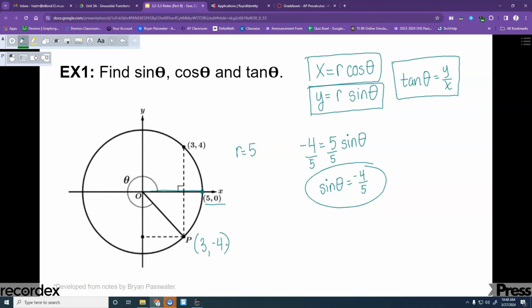Okay, we're going to do something similar for cosine. That is x equals r cosine theta. So x is 3 at that point. And then, are signs going to be right on this? Hold on. Yes, they'll be right. Okay. And then 5 cosine theta. And here I have to divide by 5. And so I've got cosine of theta equals 3/5.